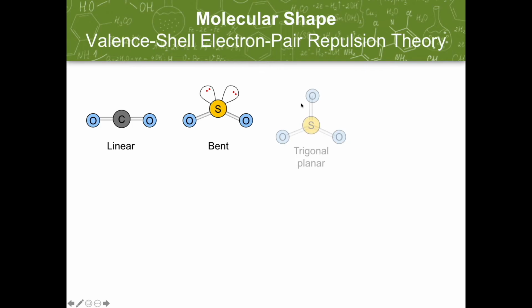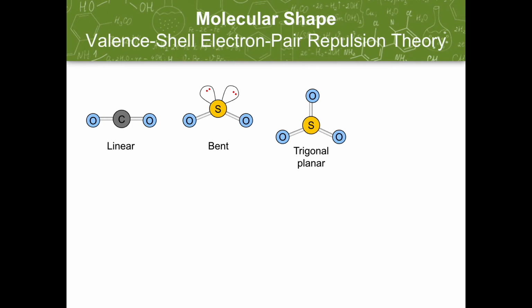The next shape would be what we call the trigonal planar. In the trigonal planar arrangement, we have one central atom and then three atoms bonded to the central atom. Again, if we go back to our general formula, we will arrive at AX3 because there are no lone pairs of electrons.